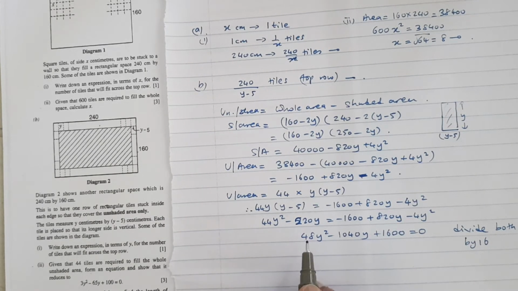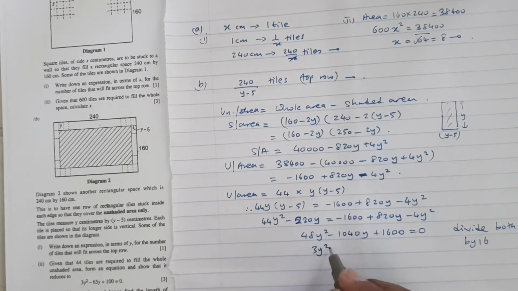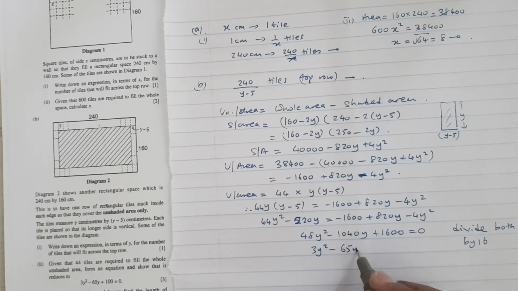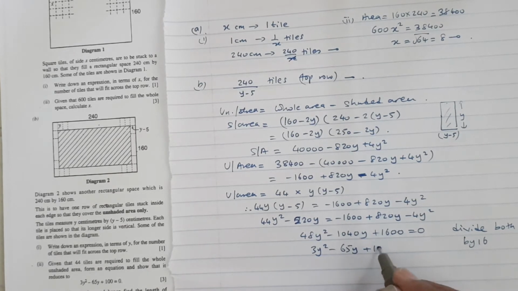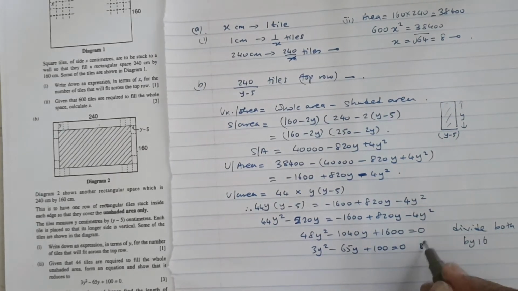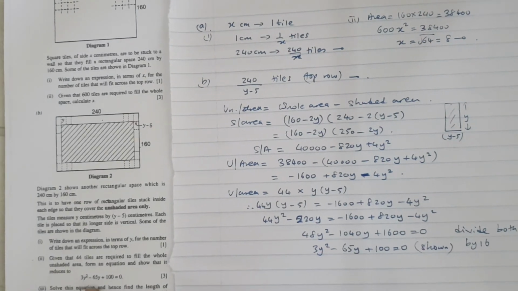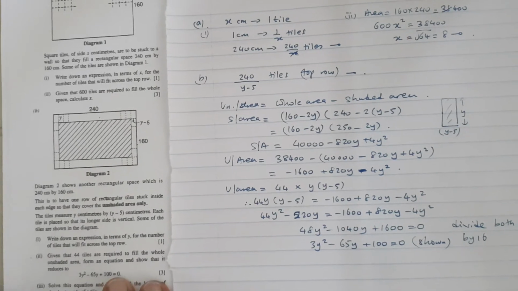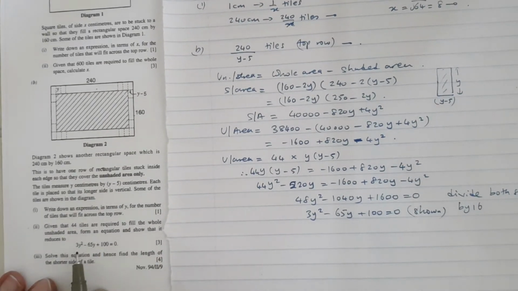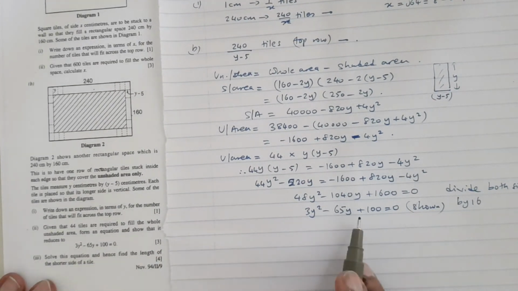So if you divide this by 16, you're going to get 3y squared, minus this divided by 16 turns out to be 65y, 1,600 divided by 16 is 100. It's equal to 0. And we have shown that the area is equal to this because they ask us to prove that it's going to be equal to all of that here. Okay, so 3y squared minus 65y plus 100, and here we are.